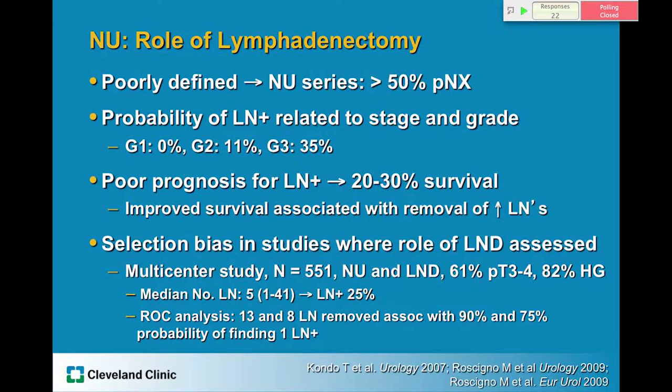That being said, we have to take into account that there's significant selection bias in the studies that have looked at the role of lymph node dissection in these patients. One multicenter study of 551 patients who were significantly high risk, 61% had T3 or T4 disease, and 82% had high-grade disease. Median number of lymph nodes removed in that study was 5, and 25% had positive lymph nodes. And they performed an ROC analysis and identified that 13 or 8 lymph nodes removed was associated with 90% and 75% probability of finding at least 1 positive lymph node. So they were trying to use this to determine what is the definition of an adequate lymph node dissection.